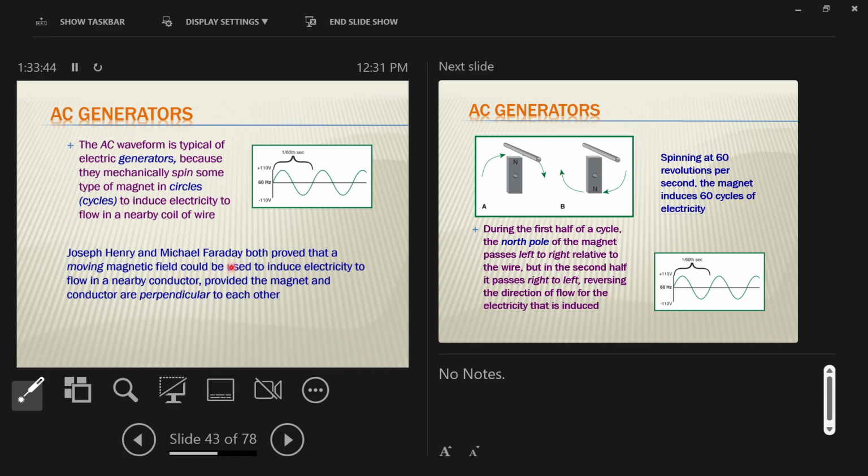There were some things done in the mid 1800s that showed that a moving magnetic field, and you know magnets have a magnetic field around them, right? A moving magnetic field can move electrons in a nearby wire. Said in another way, a moving magnetic field can create electricity.